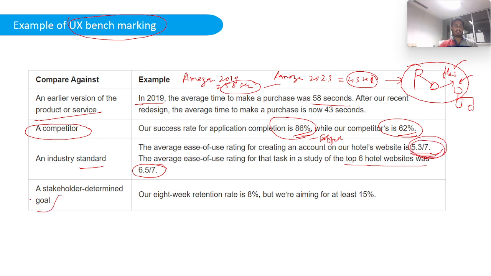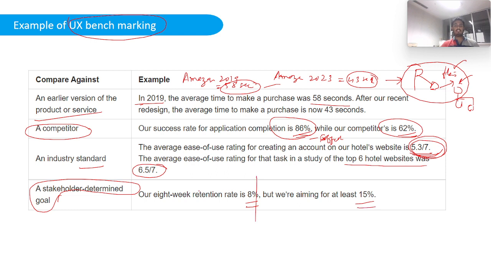Then stakeholder determined goal. That means as a designer or as a stakeholder, we can actually decide certain goals. Sometimes what happens is that when a particular subject area is not of our knowledge, we consider a stakeholder determined goal. Sometimes it may happen when we do not have access to data or it is difficult to get such information, then we consider a stakeholder determined goal. For example, the 8 weeks retention rate is 8%, but we are aiming for at least 15%.